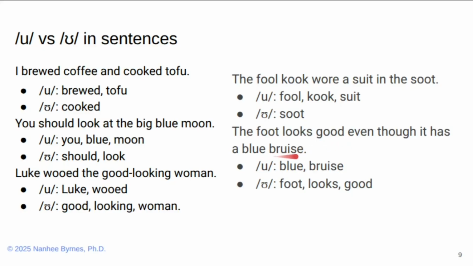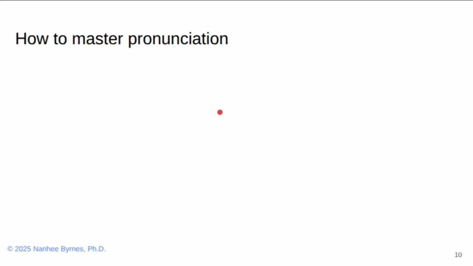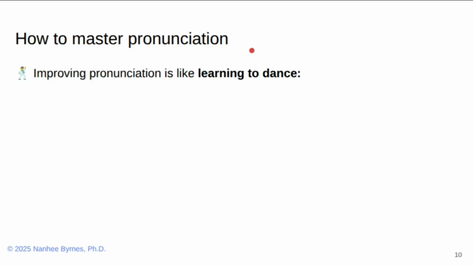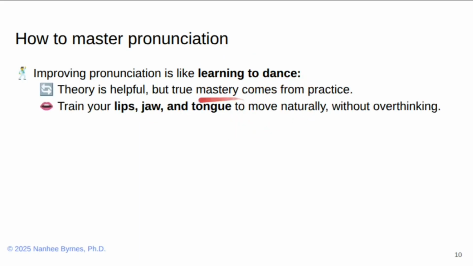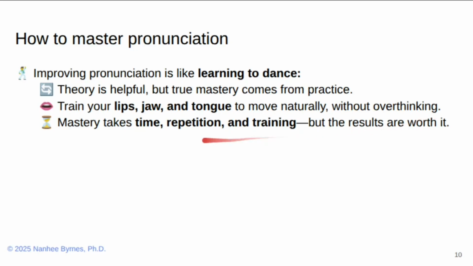oo, while foot, looks, and good all share the relaxed ʊ. For the TOEFL Speaking, Listen and Repeat task, pronunciation is critical. Improving pronunciation is just like learning to dance. Theory alone isn't enough. You need muscle memory, the ability to move your lips, jaw, and tongue into the right position without even thinking. That's what makes fluent, confident English possible. It takes practice, time, and the right guidance.